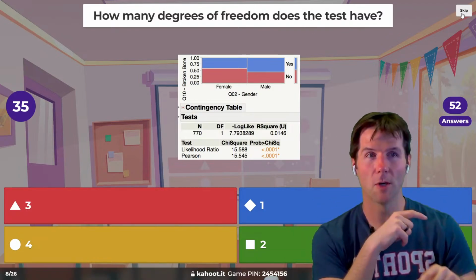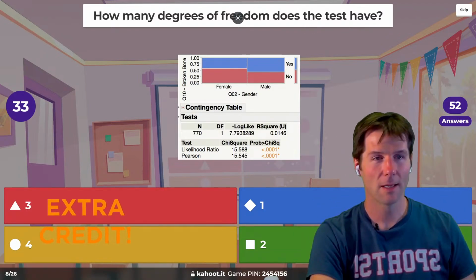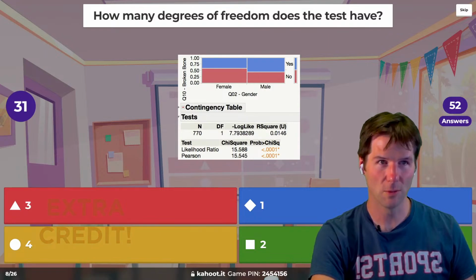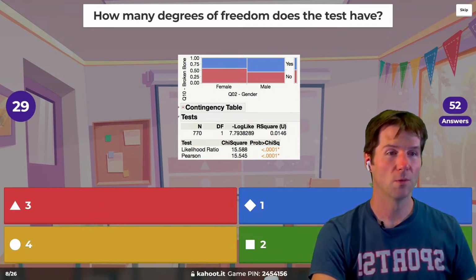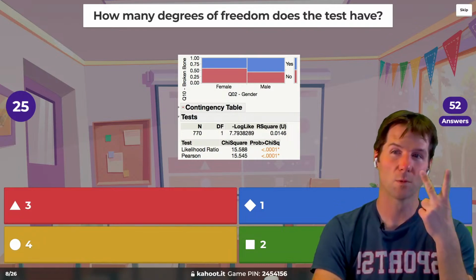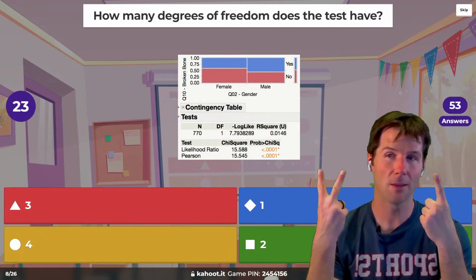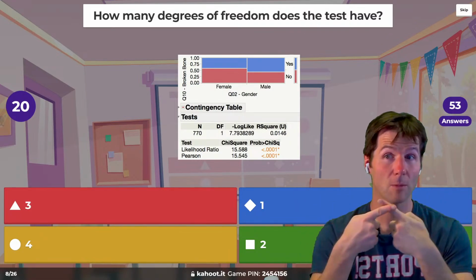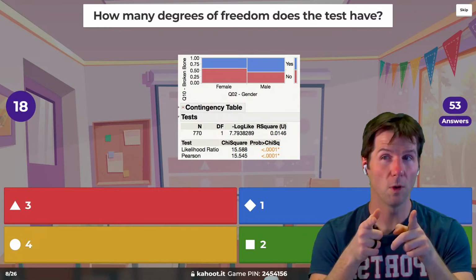Caroline already knows where we're going with this. I'm going to pin Caroline's comment right there. That makes this a 2 by 2. And the formula is rows minus 1 times columns minus 1. 2 by 2 becomes 1 times 1. There's 1 degree of freedom.